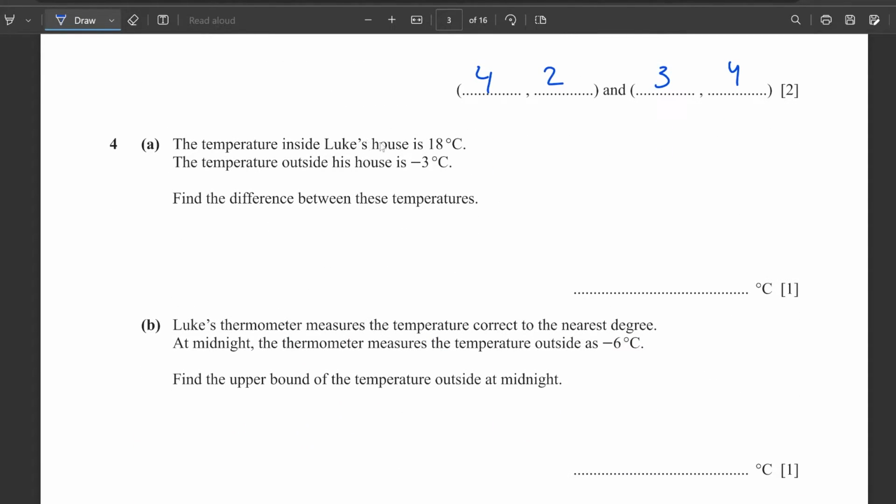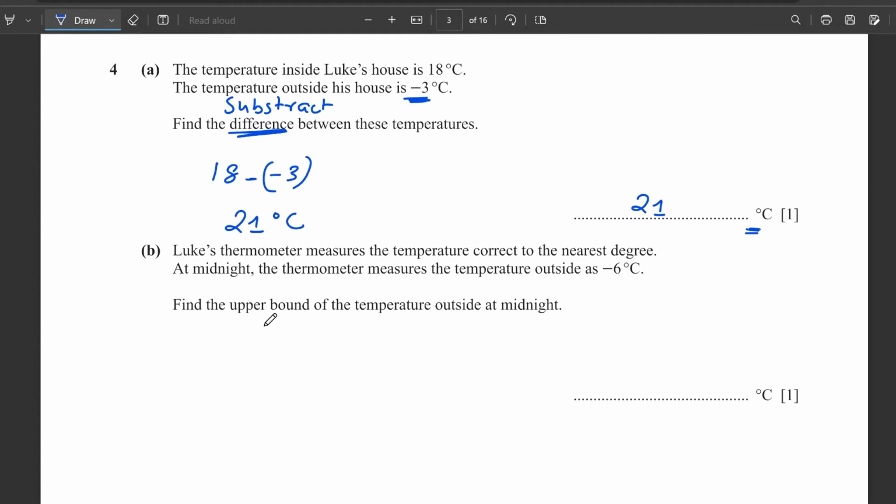The temperature inside Luke's house is 18 degrees centigrade. The temperature outside his house is minus 3 degrees centigrade. Find the difference. Remember, in difference, you always have to subtract. So 18 minus minus 3. Don't forget the minus over here. You're going to get 21 degrees centigrade. Just write 21 because degree centigrade is mentioned here. But just remember that sometimes they don't mention the unit, so then you have to add the unit. If you don't add the unit, your marks can be deducted. But where it is given, you don't have to write it.